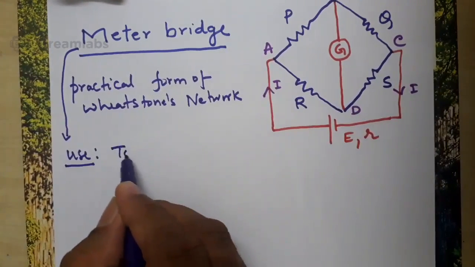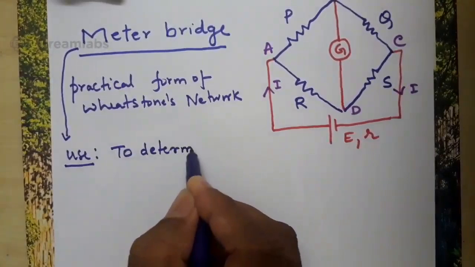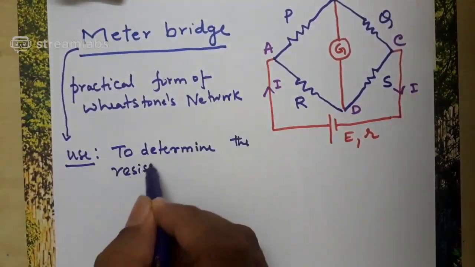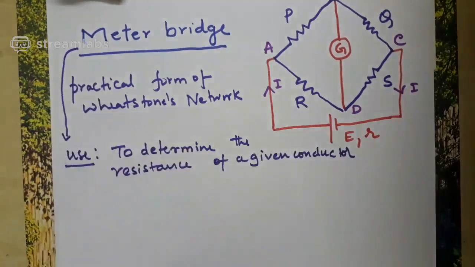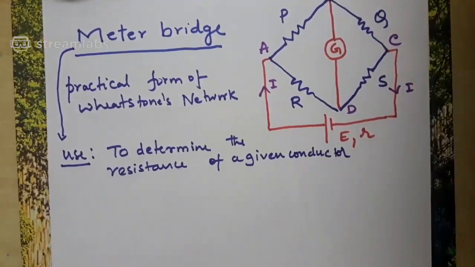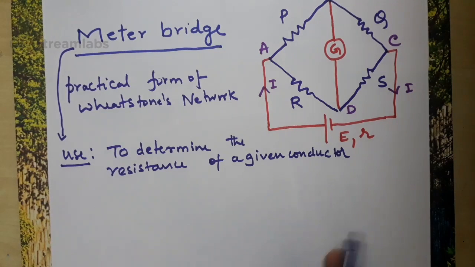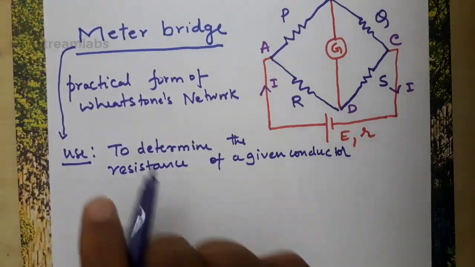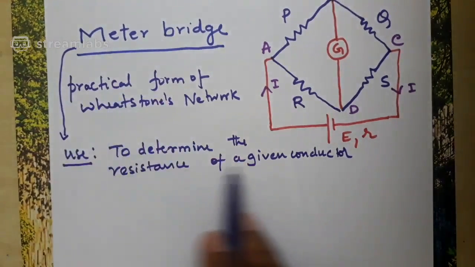Using meter bridge, it can be used to determine the resistance of a given conductor. Of course, nowadays it may be an outdated device because we have a latest device called ohm meter. Other day I told you, just by connecting the two ends of the given material to the two ends of the ohm meter, you have a device called multimeter which is used for multiple purposes. That is a different thing. So I said using meter bridge you can determine the resistance of a given conductor.